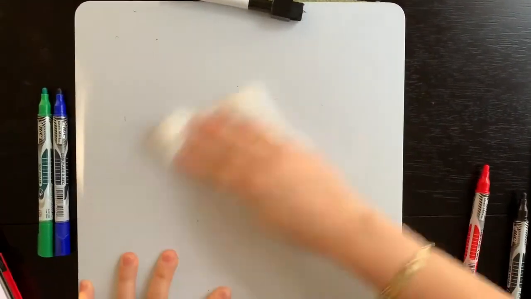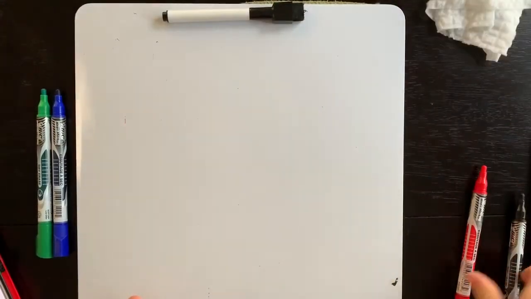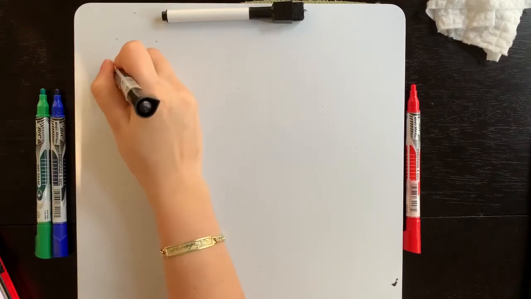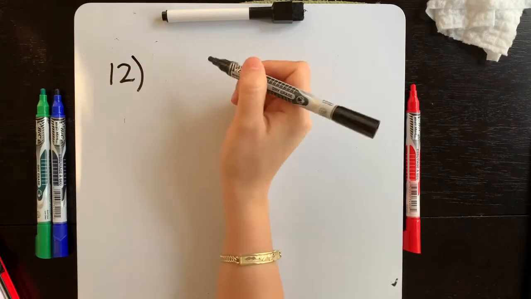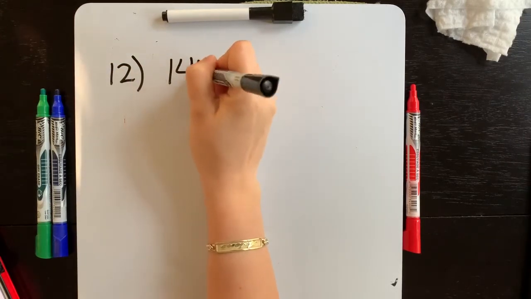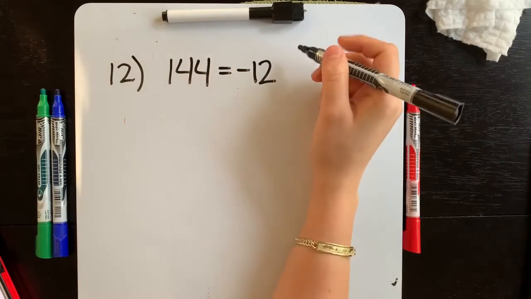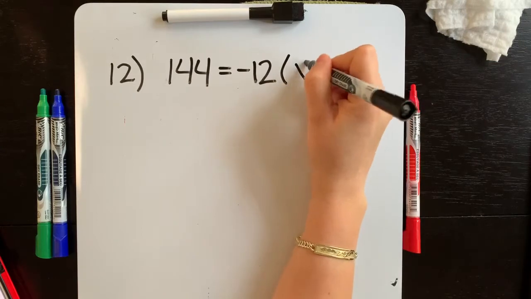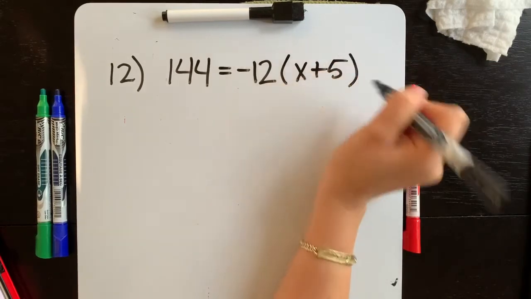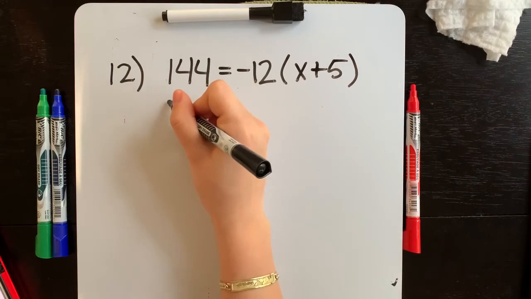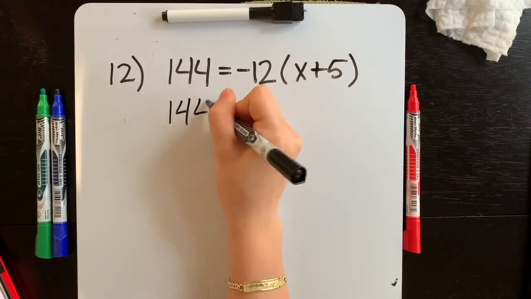Okay, let's do one more. We'll do a harder one. Okay, the question 12 says 144 equals -12 times x plus 5. Okay, so for this one, you need to know about your distribution. So this is how you would do it. So you want to put down the left side.